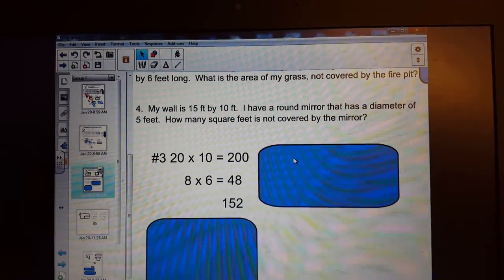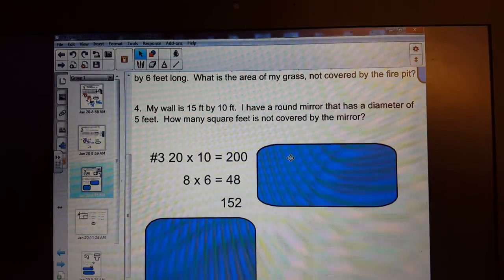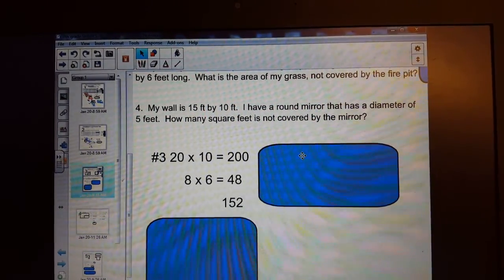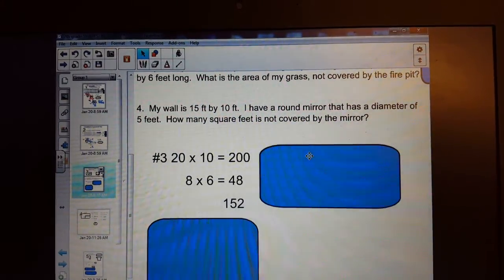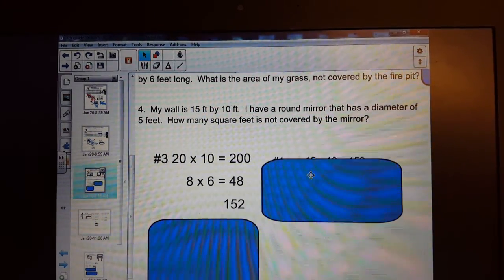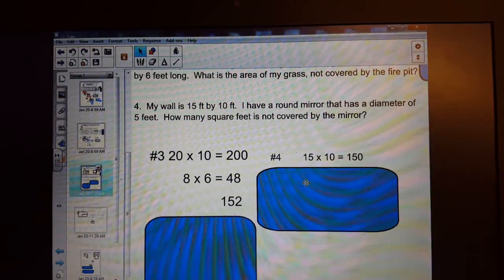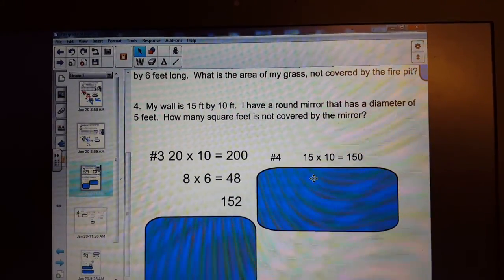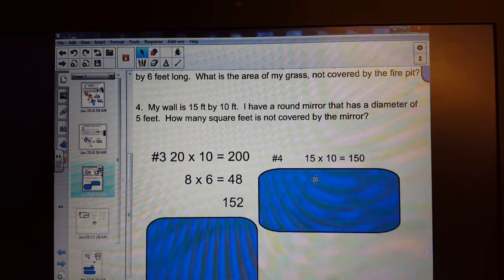Number 4, my wall is 15 feet by 10 feet. I have a round mirror with a diameter of 5 feet. How many square feet is not covered by the mirror? 15 times 10 for my wall. And then the area of a circle is pi r squared.